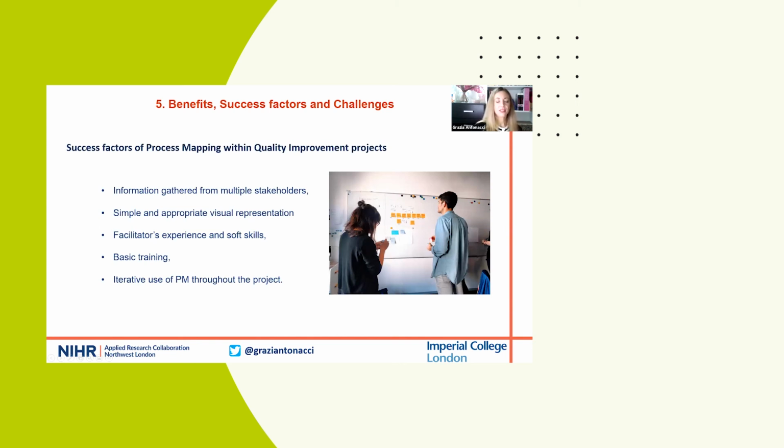From this study, we also identified the key success factors for process mapping within quality improvement projects. We found that information should be gathered from multiple stakeholders. We also found that the visual representations in process mapping should be simple and appropriate to the audience to engage everyone in the process. We also found that the facilitator's experience and soft skills are crucial to get the most from this exercise. Basic training for people involved is also important. And as we said, it's advised to use process mapping iteratively throughout the project.